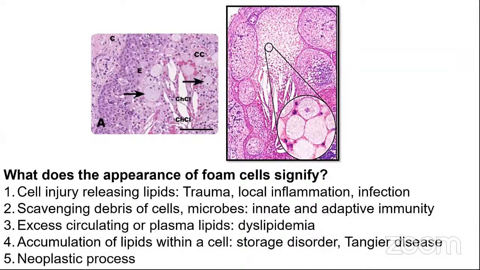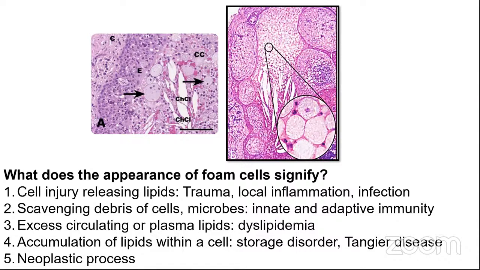So when we see foam cells in a lesion, what does it signify? Most commonly, it signifies cell injury that releases some amount of lipids. So that could be trauma, inflammation, infection. It also tells you that there are cells which are scavenging all the debris that is either of cells which are damaged or organisms as a result of the immune response.